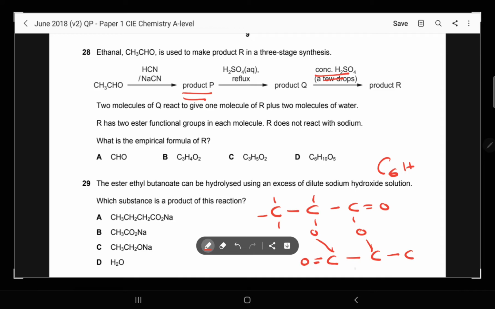4. This has another hydrogen, 5, 6, 7, 8. So 8 hydrogen atoms over here. And oxygen atoms, 4. There are 4 oxygen atoms, 1, 2, 3, 4, and 6 carbon atoms. So C6H8O4. We are looking for the empirical formula, so let's simplify this: C3H4O2. So this is the answer we get.